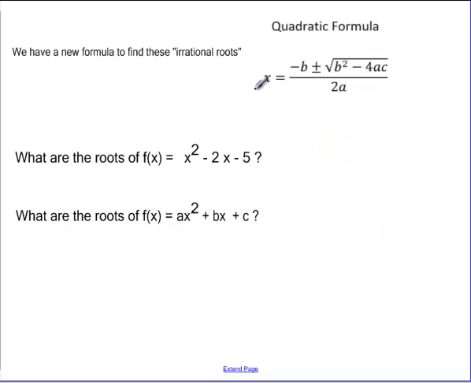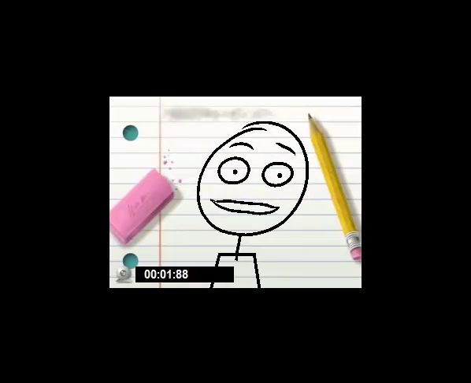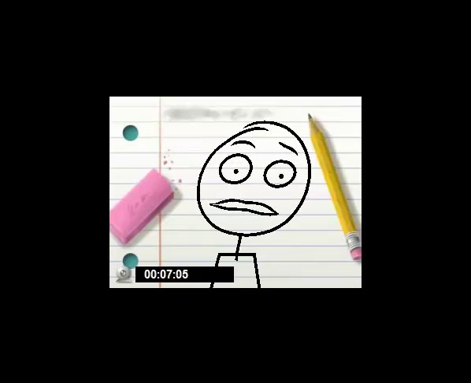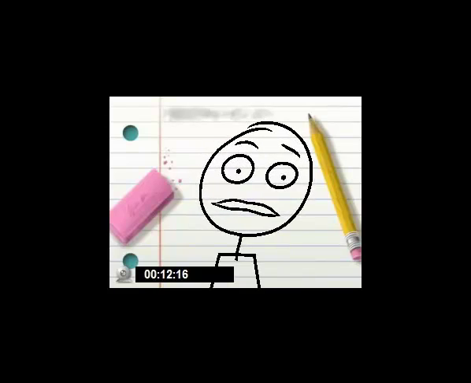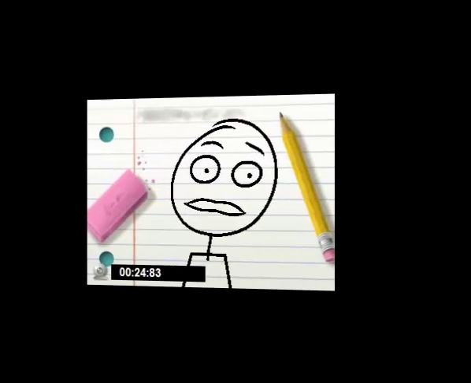So, this is your quadratic formula. And yes, you are going to have to memorize that. Opposite of B, plus or minus square root, B squared minus 4AC, all over 2A.